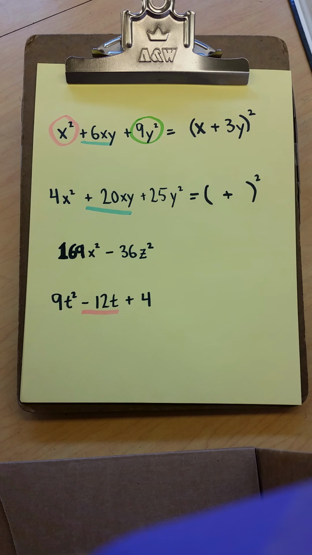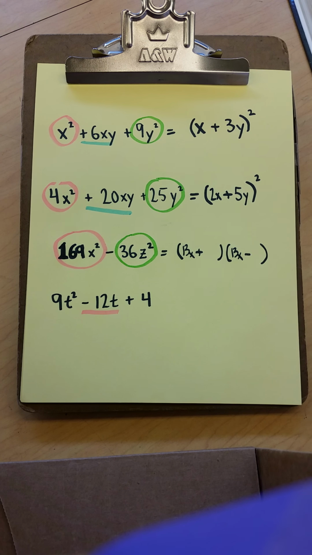For the second one, we expect the same form. The square root of 4x squared is 2x, and the square root of 25y squared is 5y. Let's look at the third problem. Because it doesn't have a middle term, we expect it to be of this form. The square root of 169x squared is 13x, and the square root of 36z squared is 6z. So this is our final answer.